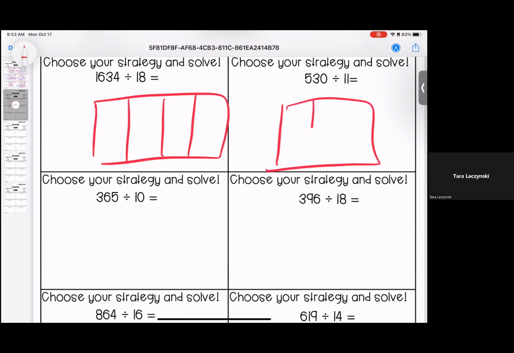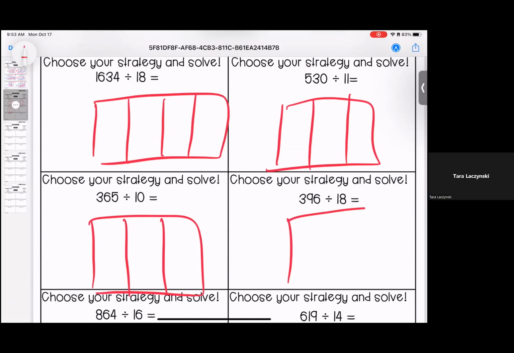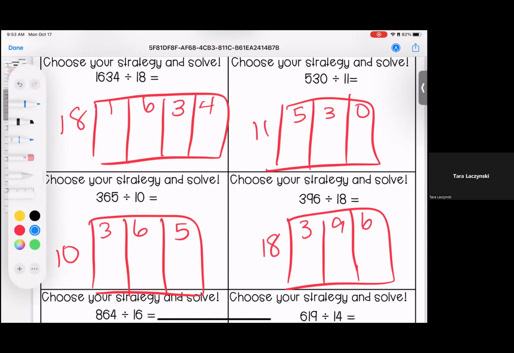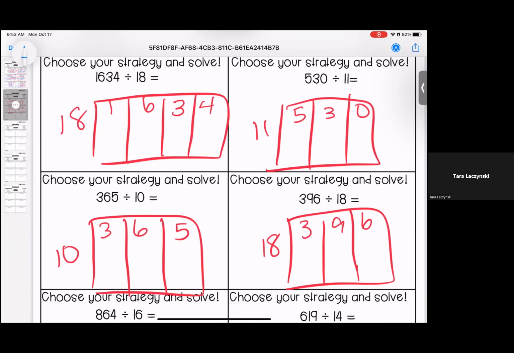I'm just going to set up a couple so that we can move and groove through these. So we have 396, 365, all right, let's change our color and let's rock and roll.